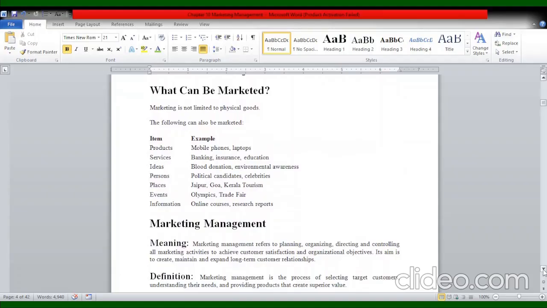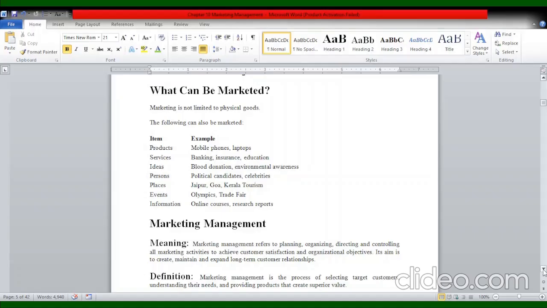Next, what can be marketed? Marketing is not limited to physical goods. The following can also be marketed, because you can market your product, you can market a service, right? You can market products like mobile phones and laptops. You can market services like banking, insurance, education. You can market ideas like blood donation and environmental awareness. You can market a person like a political candidate or celebrities.